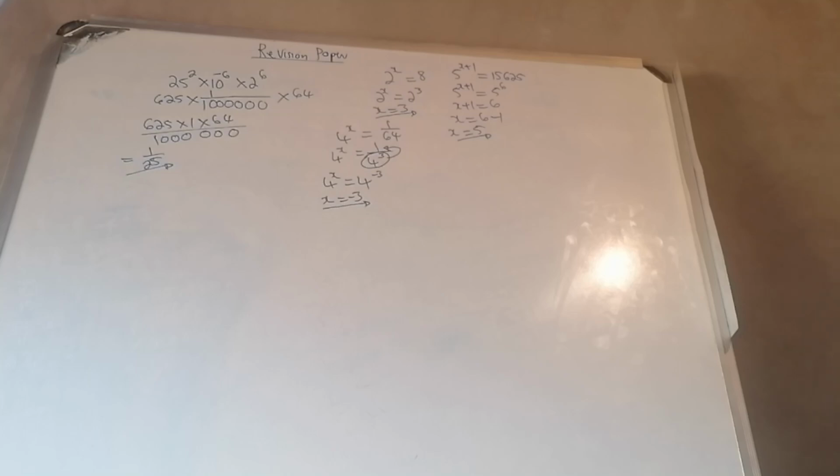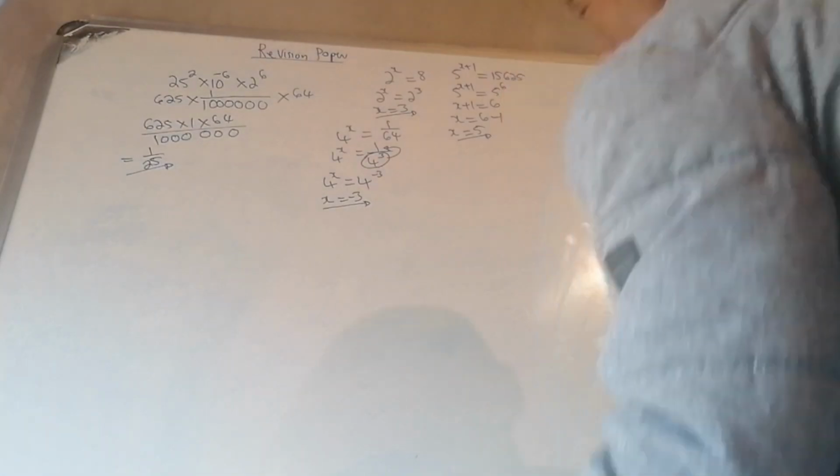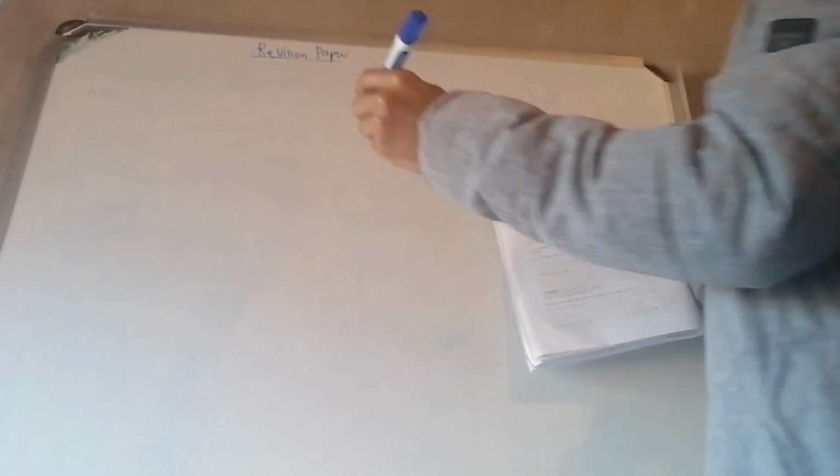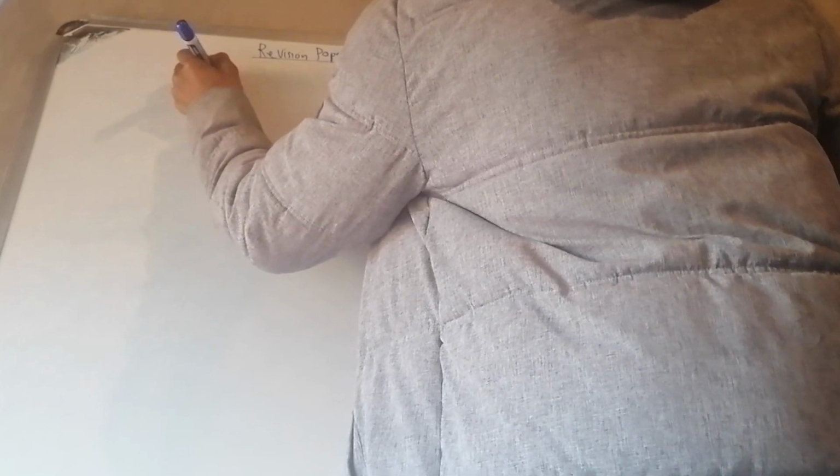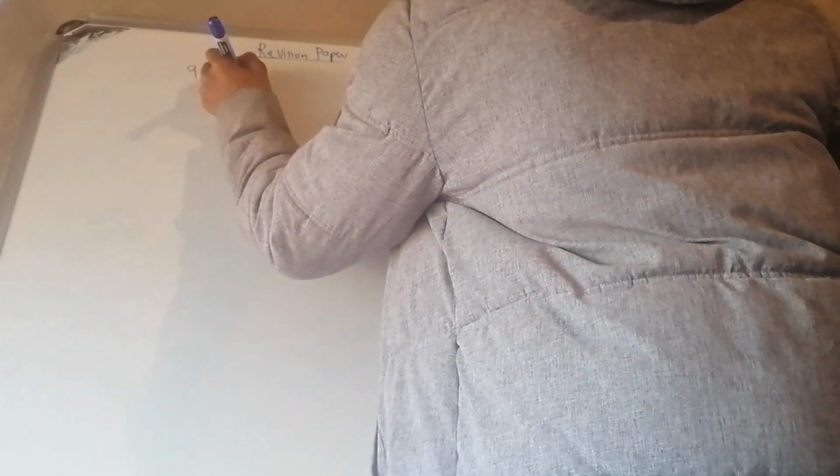Scientific notation. The one we highlighted earlier. Is each of these numbers written in scientific notation? If not, rewrite it so that it is in scientific notation. The first number here is 90.3 times 10 exponent of minus 5.